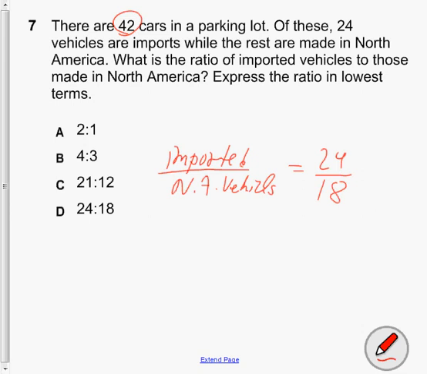And it says, what is the ratio of imported vehicles to those made in North America in lowest terms? So we have 24 to 18, or 12 to 9, because I can reduce both by 2, and I can reduce further by 3 to get 4 to 3. So in lowest terms, the answer is B, 4 to 3.